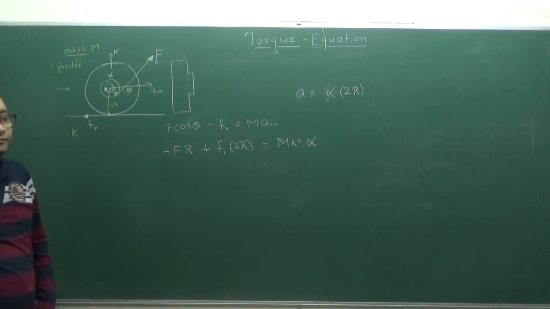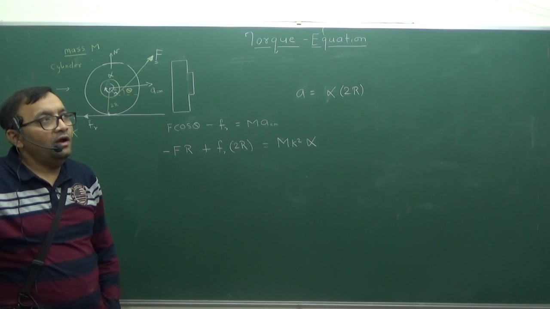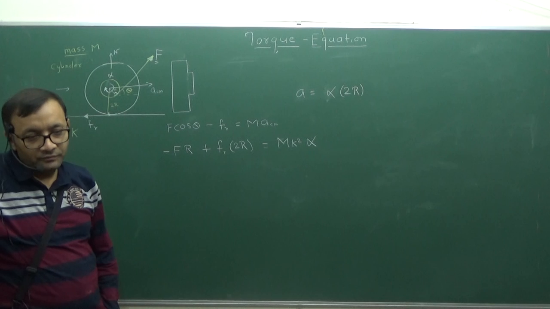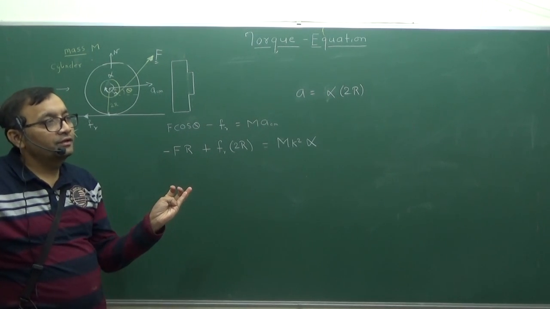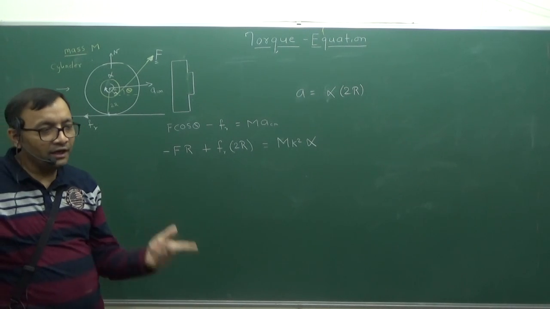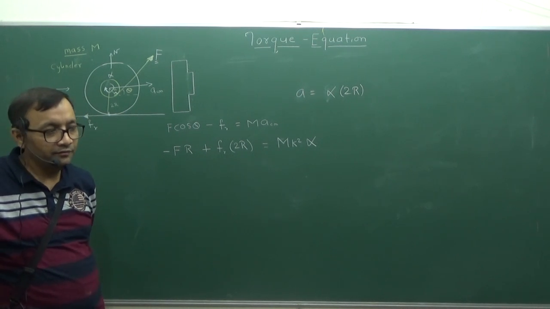So, after the break, we will derive torque equal to I alpha. Then we have angular momentum left, conservation of energy left. Then let's see, we can start angular momentum probably. Okay. Come in 10, 15 minutes.